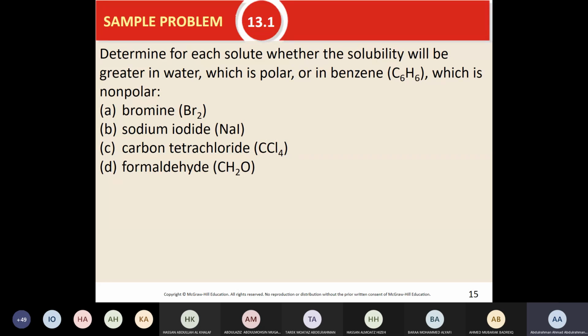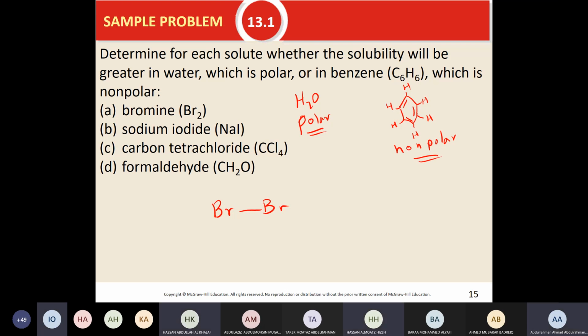Now, if we have water, and we know that water is polar, and C6H6 is carbon and hydrogen only, and it is non-polar. These are our two solvents. If we put Br2, is it going to dissolve in water or in benzene? In benzene. Why? Because it's non-polar. Good, it will dissolve in benzene.